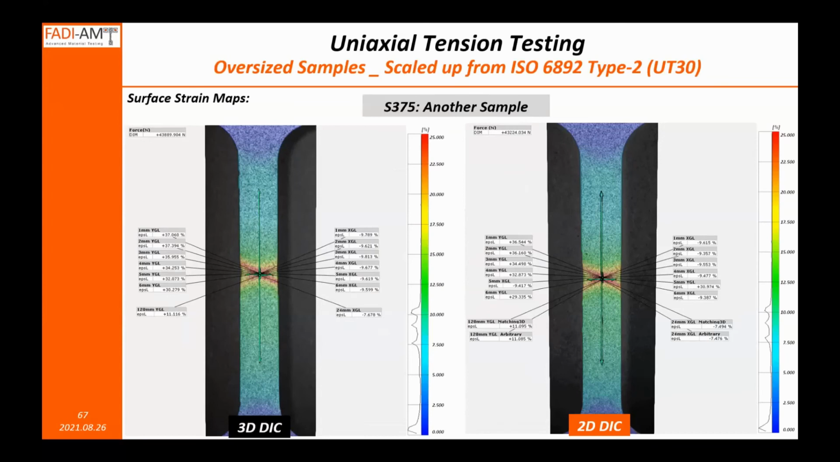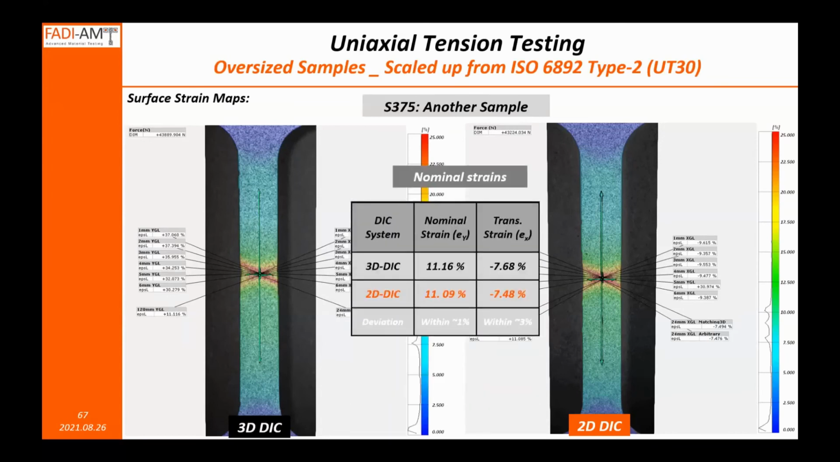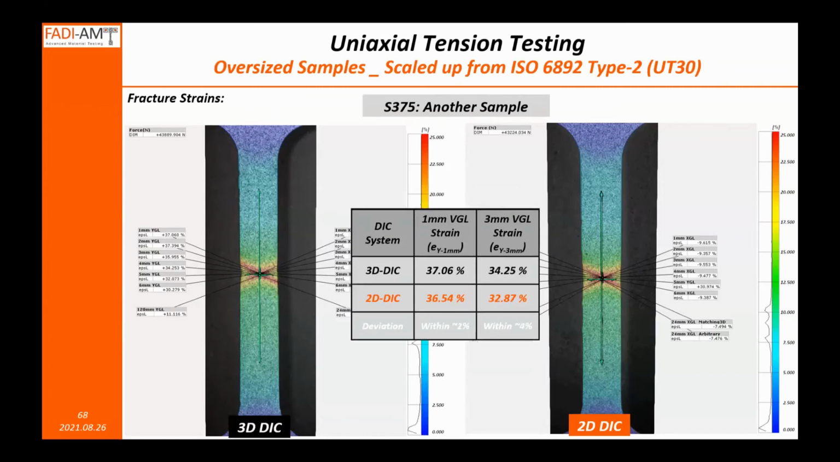Can we repeat this? Absolutely. Here's the same material, another sample, and here's the deviation, 1 to 3%. Transverse strains, as we said in a previous webinar, tend to show more deviations than nominal longitudinal strains, but still, you can still get it within a reasonable error. And here's another one for the fracture strains within 4% maximum for one of those virtual extensometers.